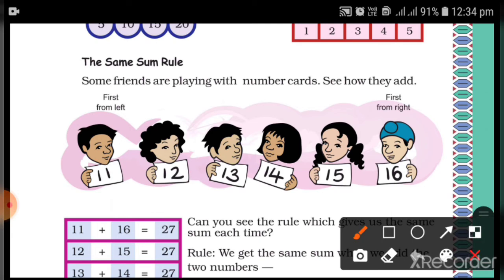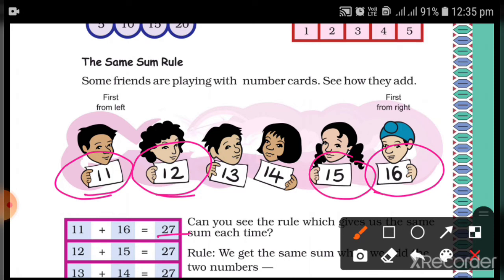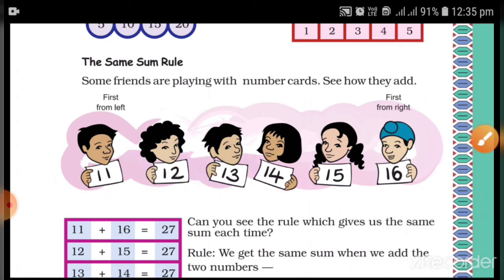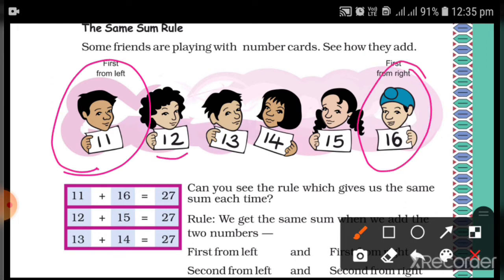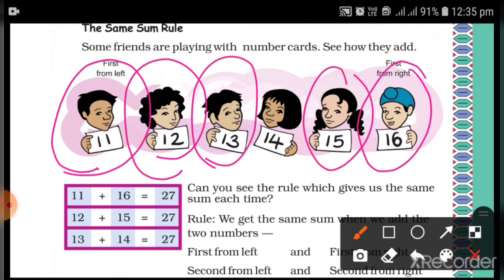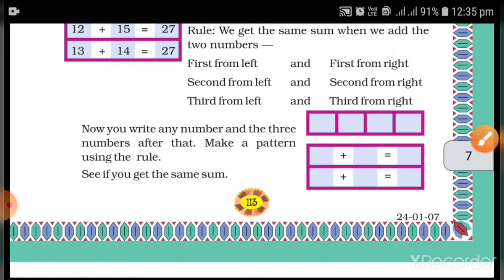As you can see here in this image, 11 plus 16, answer is 27. Then 12 plus 15, answer will be the same, 27. 13 plus 14, answer will be 27. Here some rules are there. From first left side to first right side, second left side to second right side, third left side to third right side. Same you have to write here.